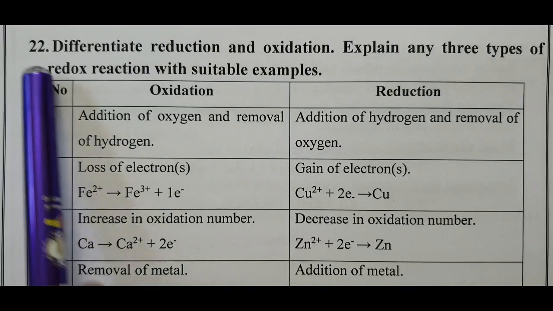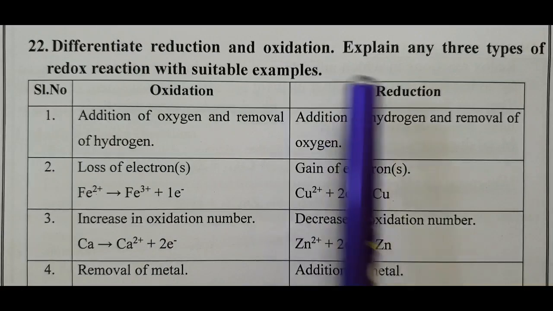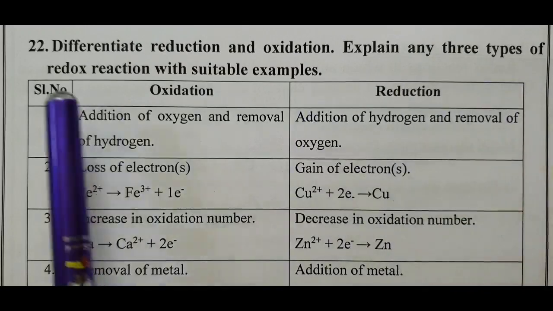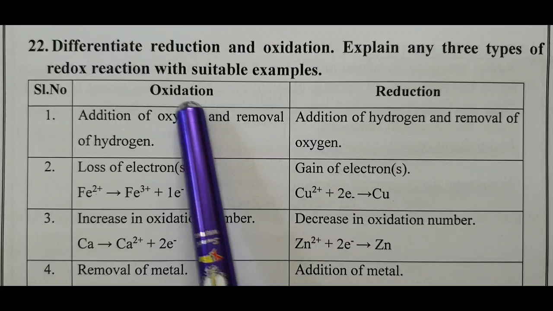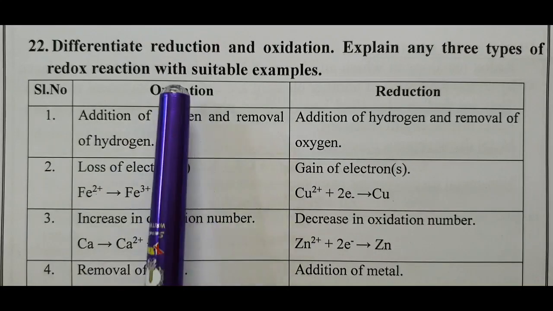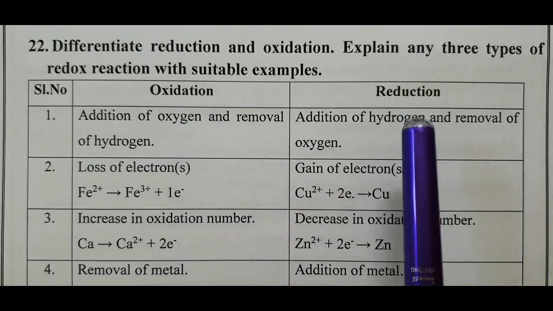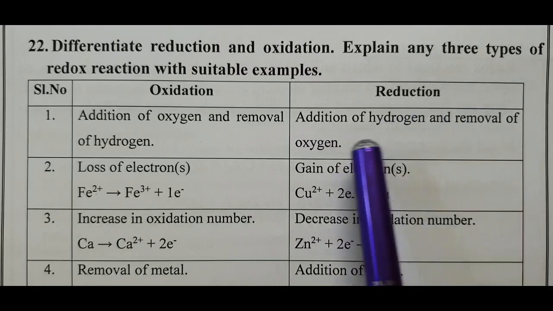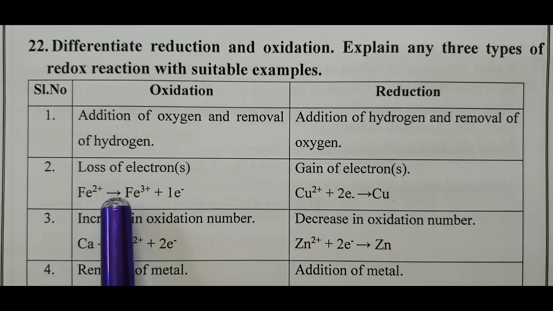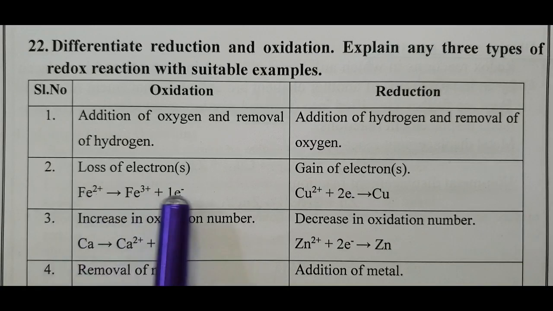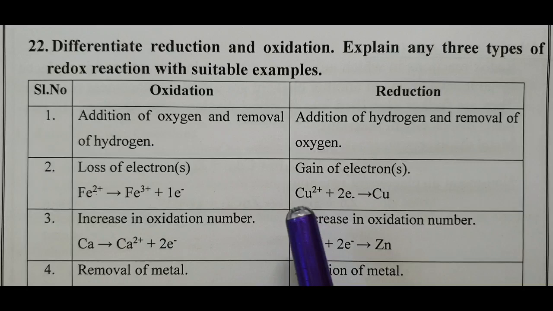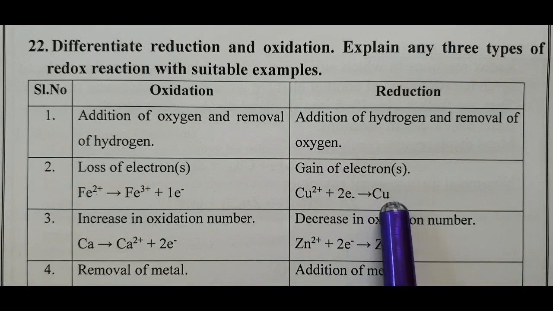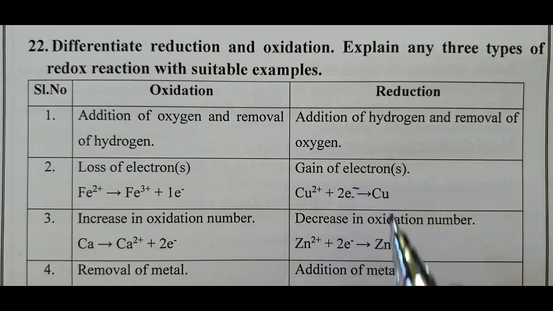Question number 22. Differentiate reduction and oxidation. Explain any 3 types of redox reaction with suitable examples. Oxidation: addition of oxygen and removal of hydrogen is called oxidation. Reduction: addition of hydrogen and removal of oxygen is called reduction. Loss of electron: Fe2+ loses 1 electron and becomes Fe3+, which is called oxidation. Gain of electron: Cu2+ gains 2 electrons and becomes metallic copper, an example of reduction.